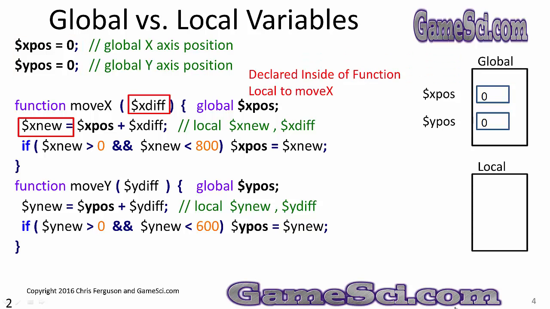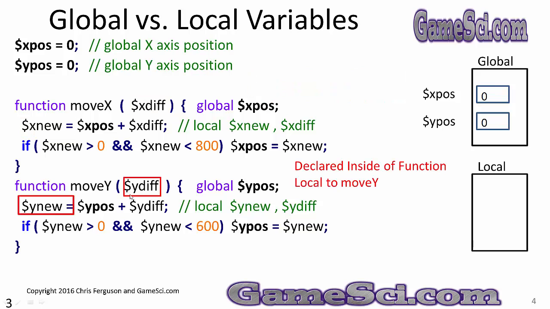What's a local variable? A local variable is one that's declared or created inside of a function. If you look at the xdiff parameter to moveX, that's part of moveX. So technically this is inside of moveX. If you look at xnew here, that's inside of moveX. So it's local to moveX. So these two variables, xdiff and xnew, are local to moveX. They belong to the moveX function.